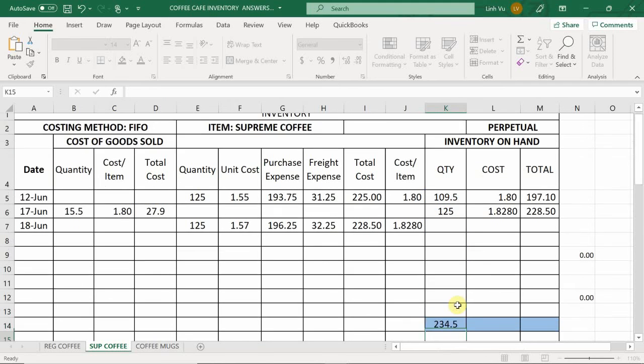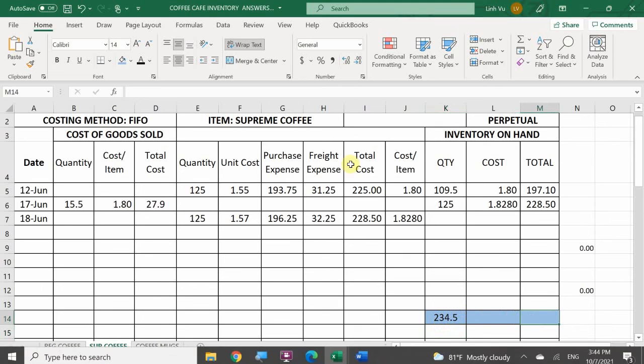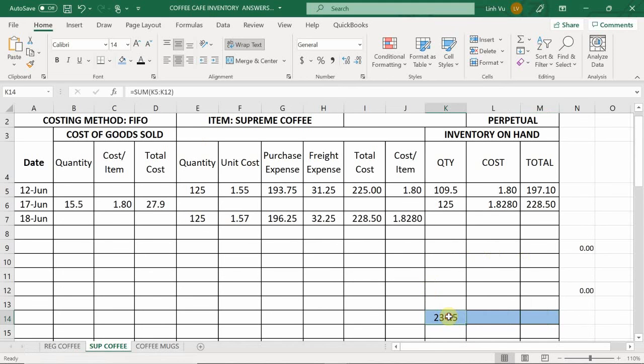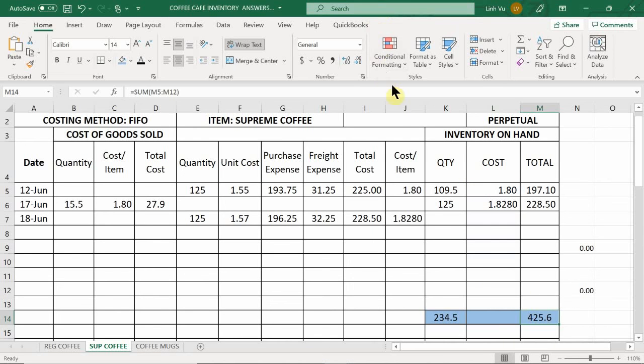Okay, I'll let you know that. So there you go. Now I have a total of 234 and a half pounds. And if I drag my formula across, it's going to tell me that I have a grand total of $425.60. And is that correct? Let me see. Yes.